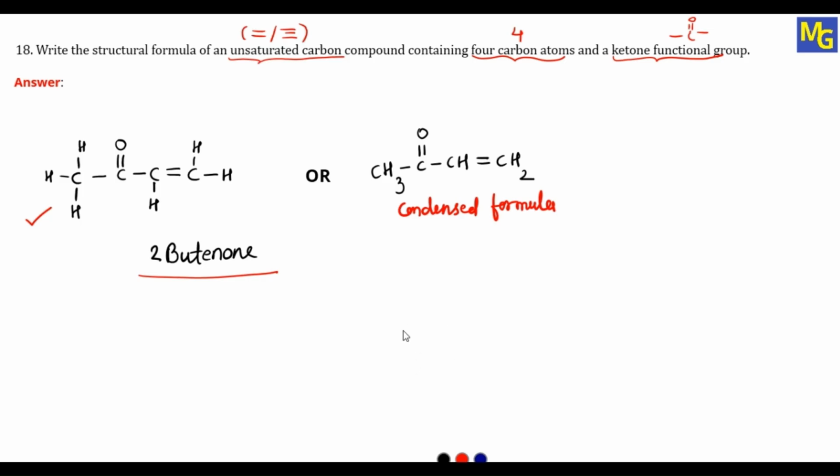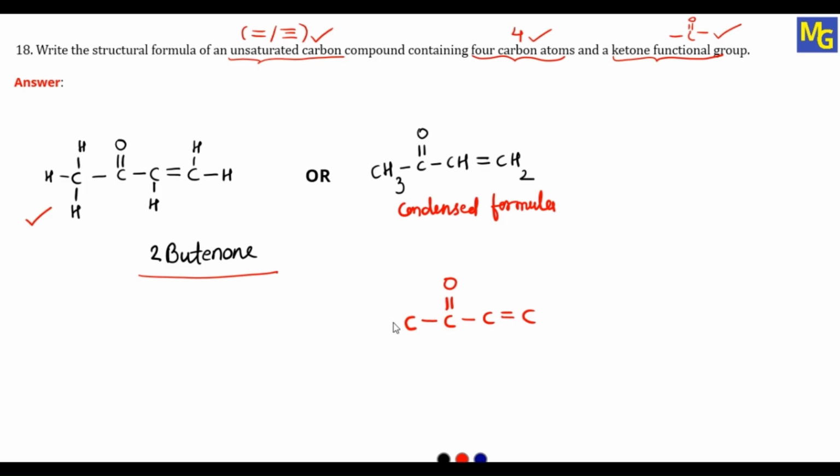So start writing. First take 4 carbons. I'll take 1, 2, 3 and 4. As per the condition they have mentioned, unsaturated means either it should have a double bond or a triple bond. I will take the double bond. So between 2 carbon atoms, I'll write the double bond, and the remaining all should be single bonds. Then what is the one more criterion? You should have a ketone functional group. So for any carbon, you write down the ketone functional group. What I have done is I have drawn the ketone functional group here. So you can see the first condition is satisfied, the second condition is satisfied, the third condition is also satisfied.